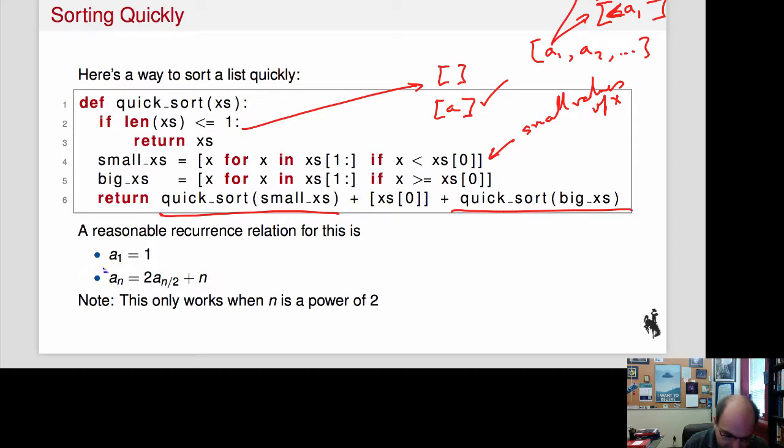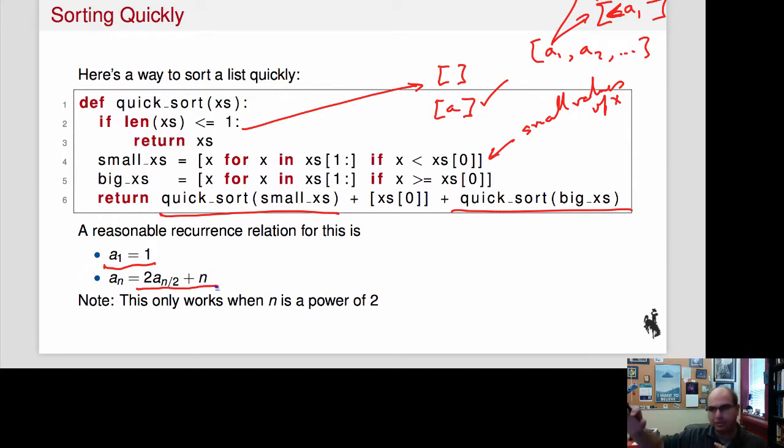So here's a recurrence relation. A1 is equal to 1, because if I only have one element on the list, then I just come through here and I go, what's the length? Oh yeah, it's less than or equal to 1, return it. AN, well, I have to sort the small ones and I have to sort the big ones, so I have to do two calls to sort. That's where the 2 times is coming from. And I'm sorting lists that are basically about half as large. So that's A of n over 2.